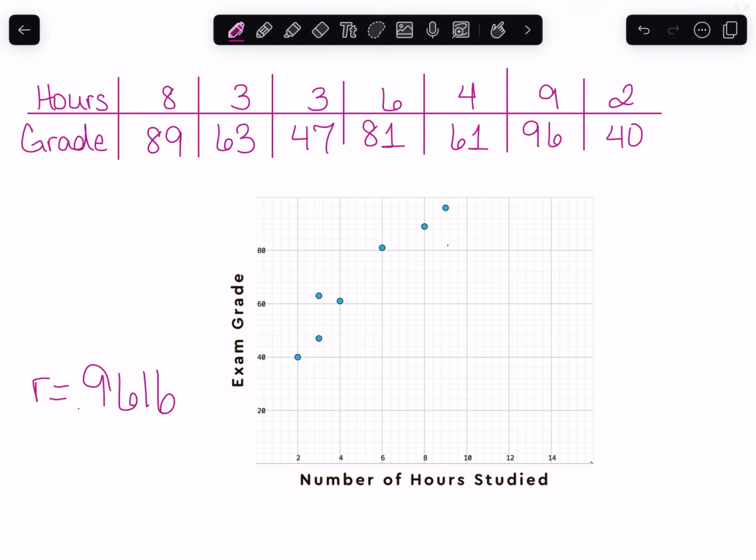Calculating this correlation coefficient can be difficult and tedious. Therefore, we're going to use technology to calculate it for us. We just need to be able to understand it. There are an abundance of correlation calculators online that we can use in order to do this.